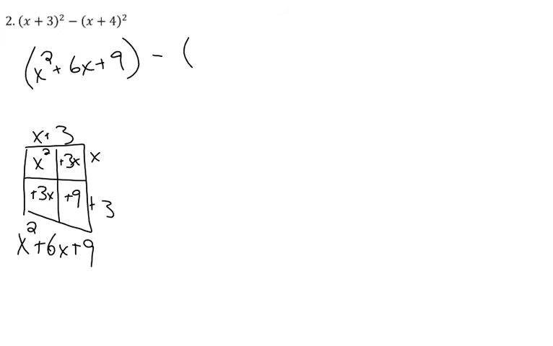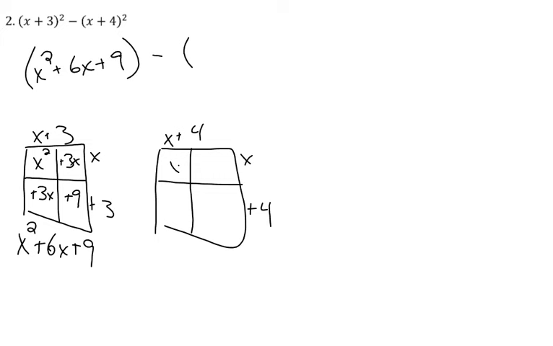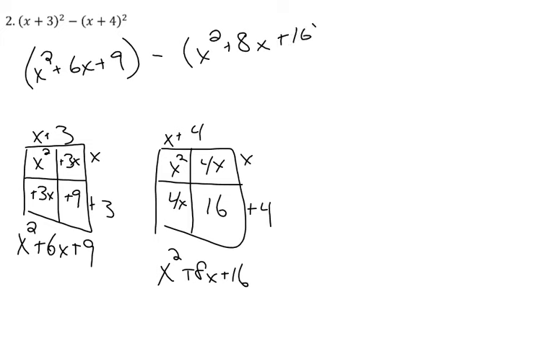minus x plus 4 squared. X plus 4 times x plus 4. X squared, 4x, 4x, and 16. Combine your like terms. X squared, 4x plus 4x is 8x plus 16. The key thing is you need to put this in parentheses because you want to subtract it from x squared plus 6x plus 9. So to subtract it, I'm going to distribute the -1.